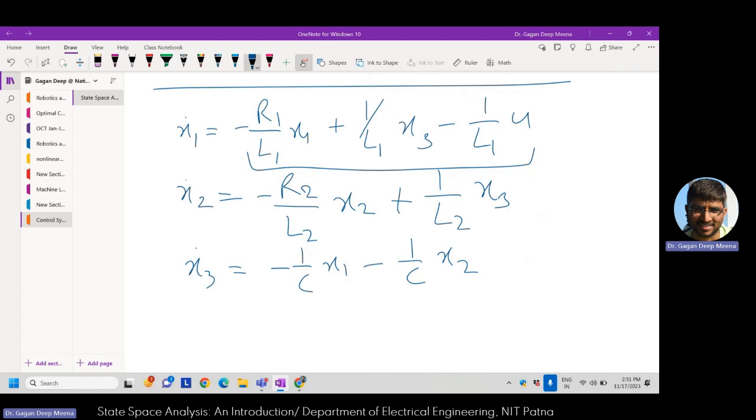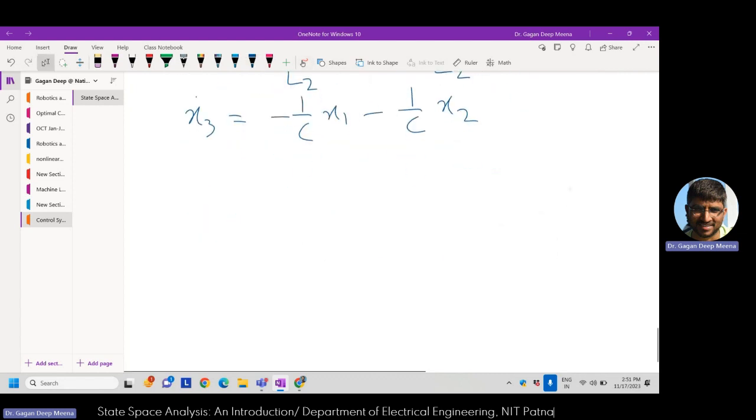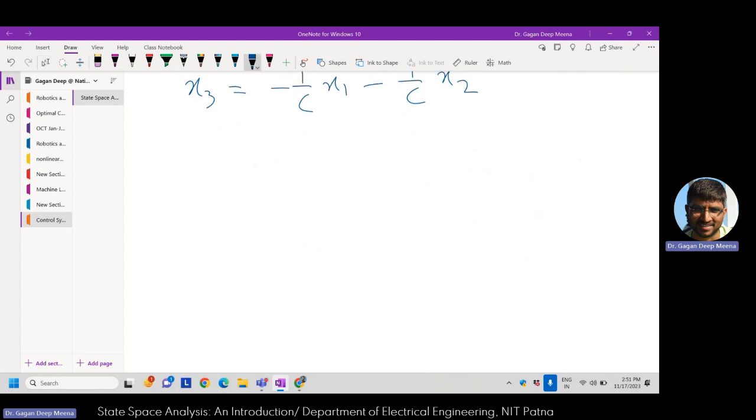So if I want to write it in a nice matrix form, then I can do that in such a way. I can write it as x1 dot, x2 dot, x3 dot. This is becoming my third order system. So that's a vector of 3 cross 1 column vector.